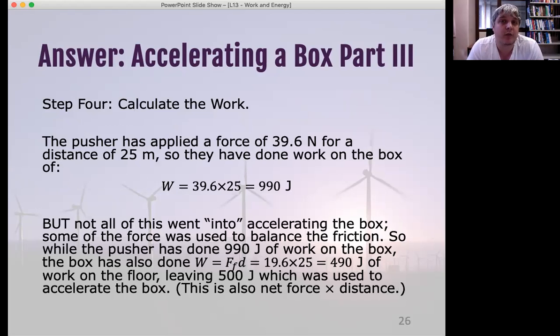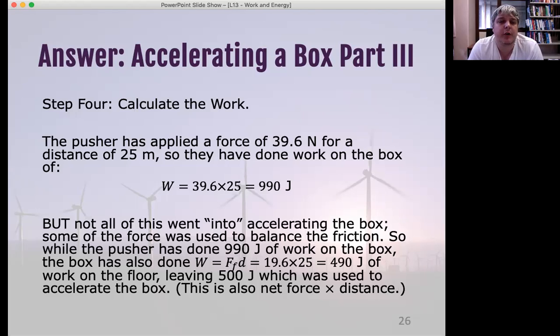Finally, once we know that force and that distance, we can calculate the work. That is a force of 39.6 newtons for a distance of 25 meters. So the person pushing the box, or whatever is pushing the box, it might be an engine or a motor, whatever is pushing that box has done work on the box of work equals force times distance, which is 990 joules.